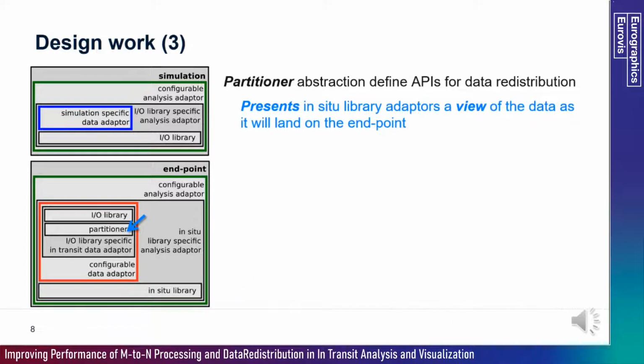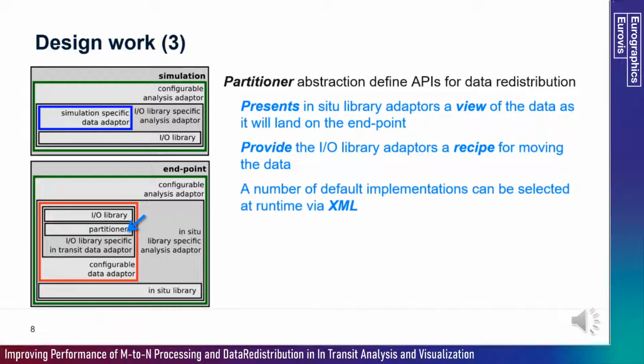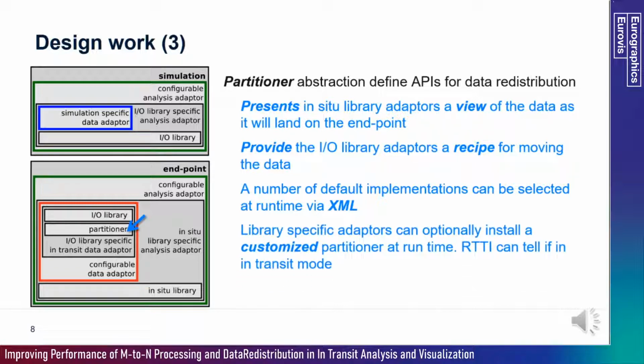A partitioner abstraction defines the APIs for data redistribution. The partitioner presents to the in situ library adapters a view of the data as it will land on the endpoint. It also provides the I/O library adapters a recipe for moving the data when data is fetched. There are a number of default implementations that can be selected at runtime via XML. The default, if nothing is done, is an equipartitioning algorithm. Optionally, the library-specific adapters can install a customized partitioner at runtime.